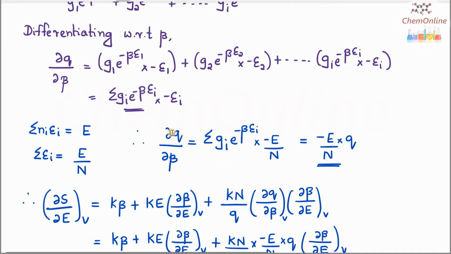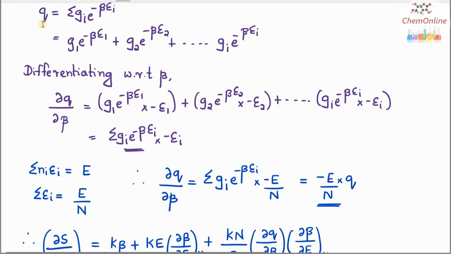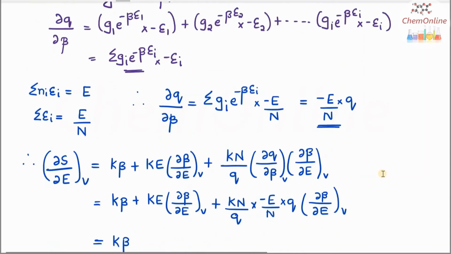Okay, so please remember we have written the molecular partition function, which is differentiated with respect to beta, and you will get it in this form. Now Σ εi is written as E by N. So ∂Q/∂β will be -(E/N) × Q.